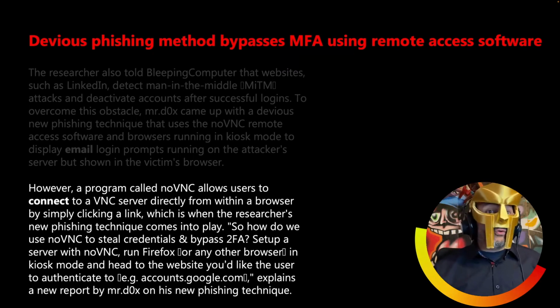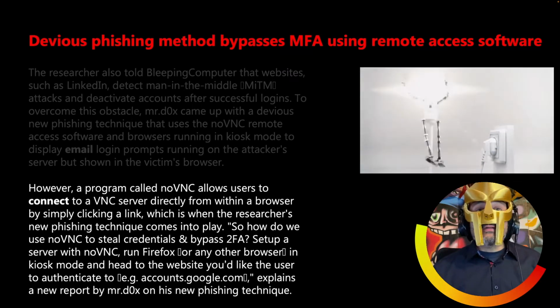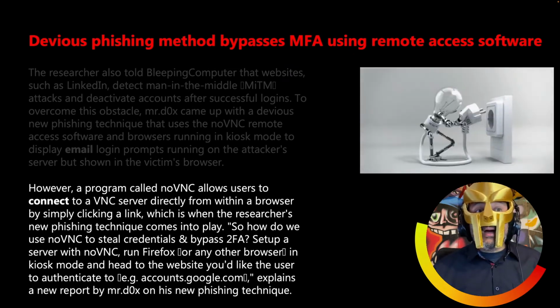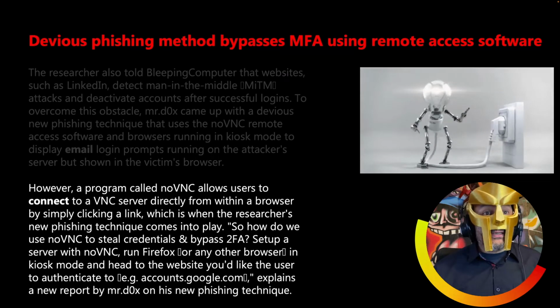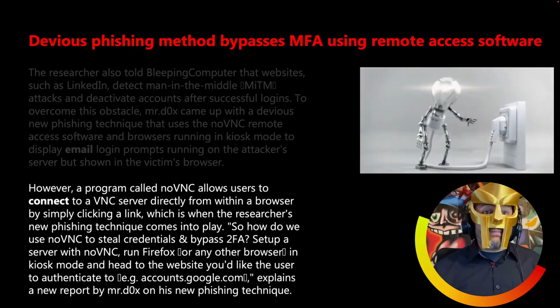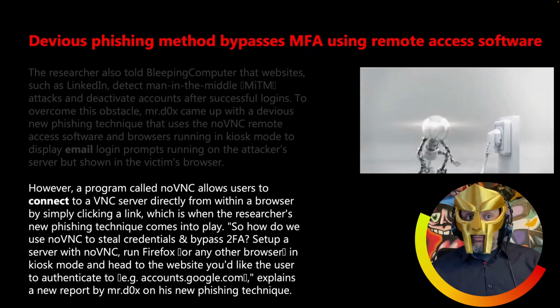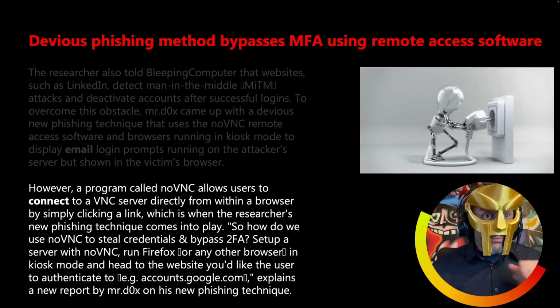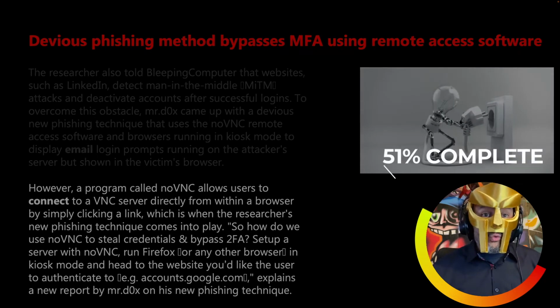However, a program called noVNC allows users to connect to a VNC server directly from within a browser by simply clicking a link, which is when the researcher's new phishing technique comes into play. So how do we use noVNC to steal credentials and bypass two-factor authentication? Well, you set up a server with noVNC, you run Firefox or any other browser in kiosk mode, and you head to the website you'd like the user to authenticate to, like accounts.google.com.